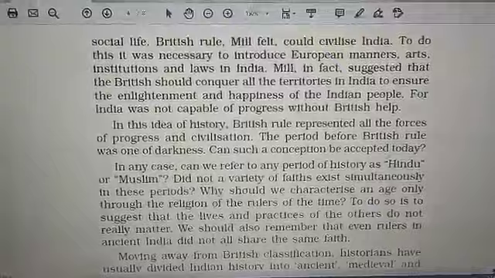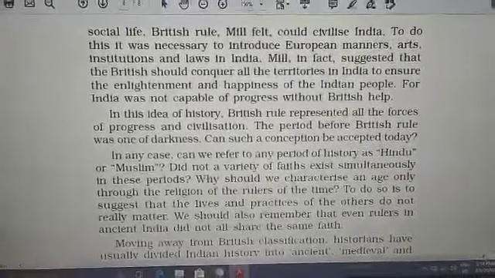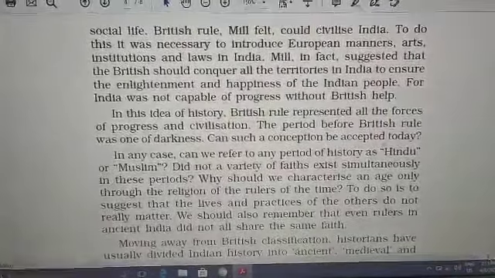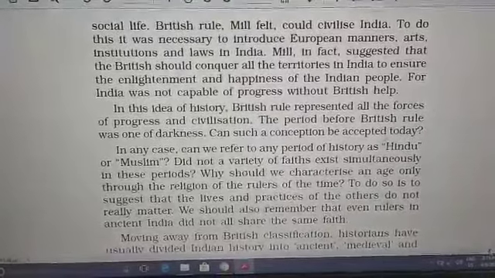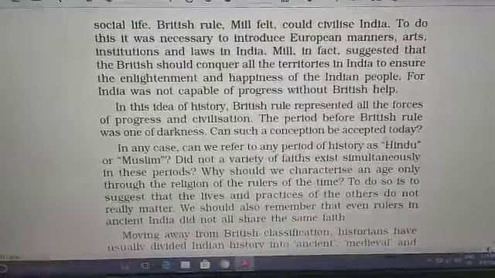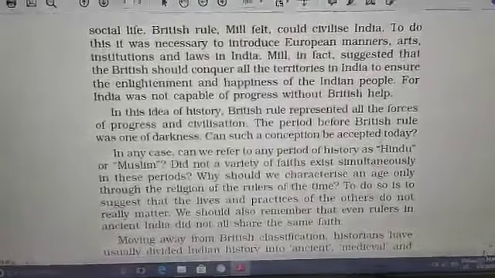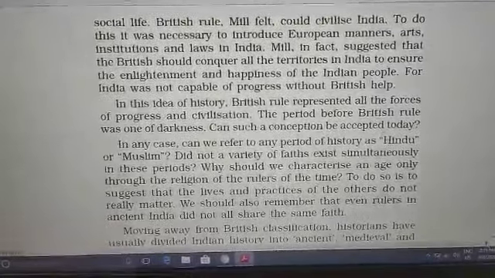To do this, he felt that it was necessary to introduce European manners, arts, institutions, and laws in India. He even suggested that the British should conquer all the territories in India to ensure the enlightenment and happiness of the Indian people, for India was not capable of progress without British help.